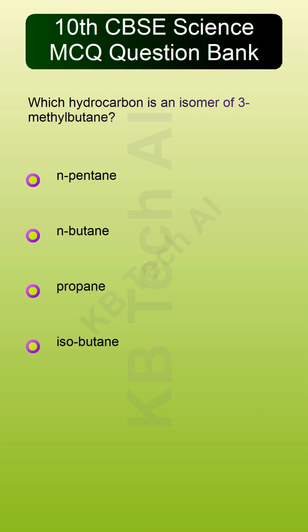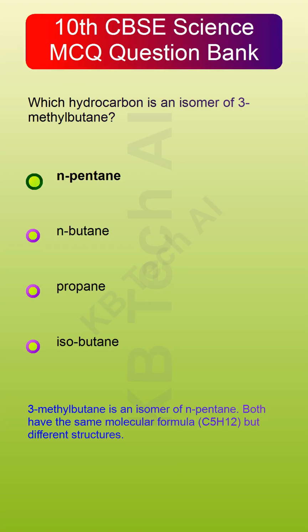Which hydrocarbon is an isomer of 3-methylbutane? Option 1, N-pentane, option 2, N-butane, option 3, propane, option 4, isobutane. The answer is, option 1, N-pentane.